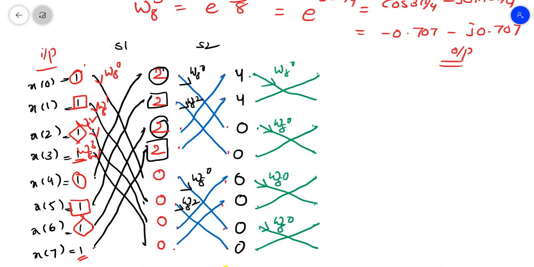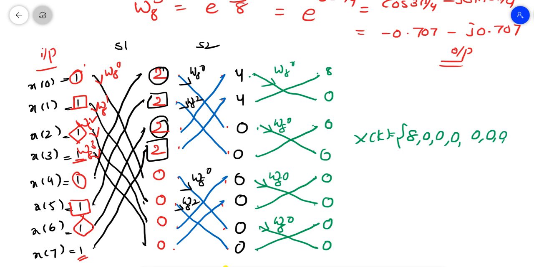Here, 4 plus 4 is 8, and 4 minus 4 into W to the power of 0 is 0. The remaining are all zeros. So finally my X of k sequence is nothing but 8, 0, 0, 0, 0, 0, 0, 0. So this is the final answer. Whether you follow the decimation in time algorithm or the decimation in frequency algorithm, the result is the same. Thank you.